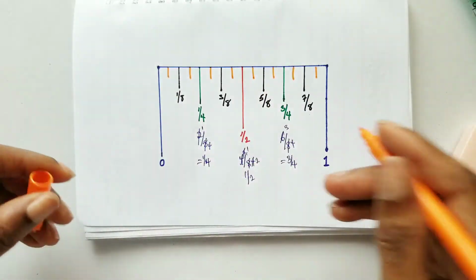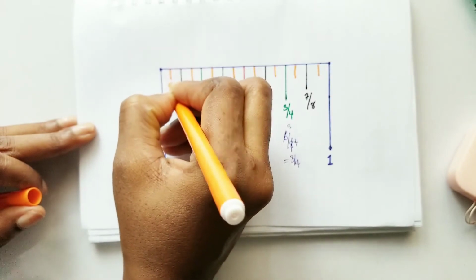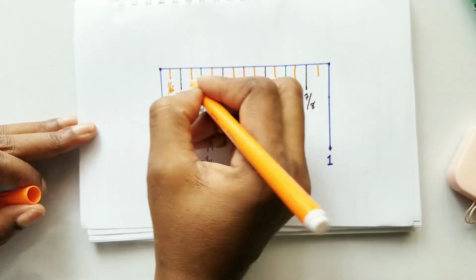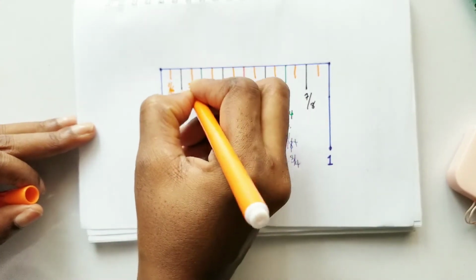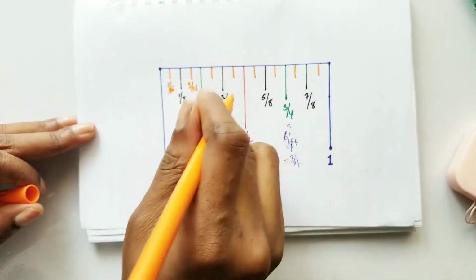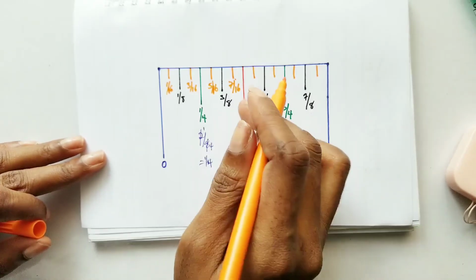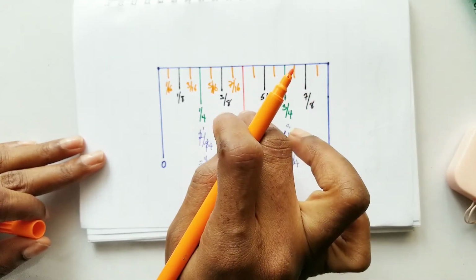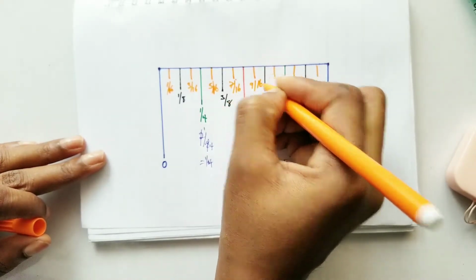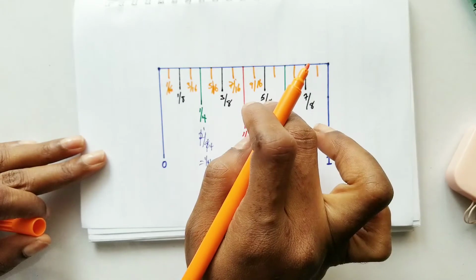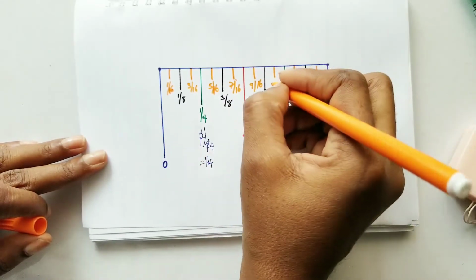You still have another line. So this one now, you will call this 1/16. This is 2/16. So this will be 3/16. This will be 4/16. This is 7/16. This is 8/16, and this is 9/16. This is 10/16, and this is 11/16.